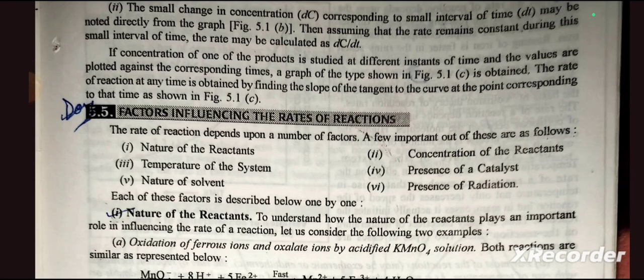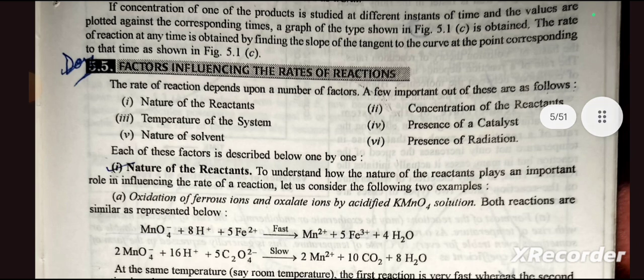If the concentration of one of the products is studied at different instants of time and the values are plotted against the corresponding time, a graph of the type shown in figure 5.1 is obtained. The rate of reaction at any time is obtained by finding the slope of the tangent to the curve at the point corresponding to that time, as shown in figure 5.1.